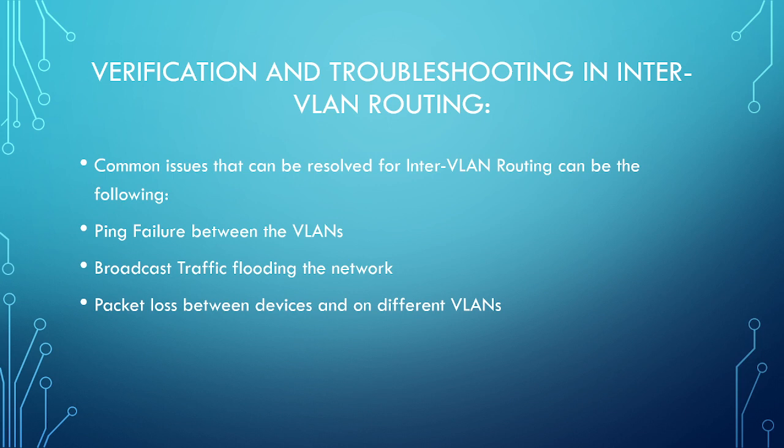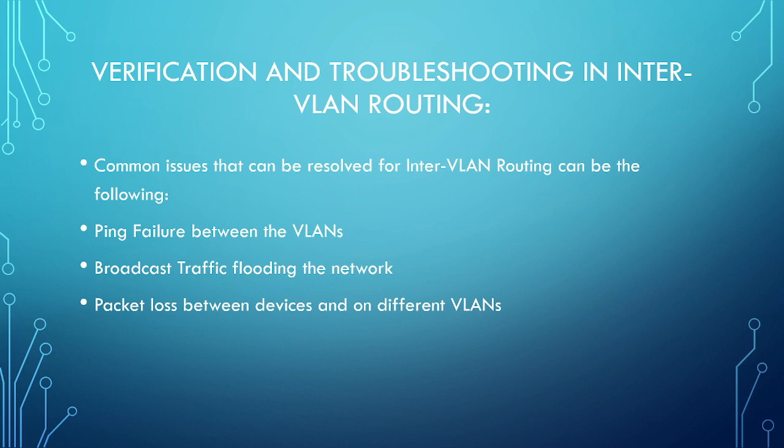To fix the common issue of ping failure, for instance, you can troubleshoot the VLAN configuration to check if the devices are assigned to the correct VLANs, and that the VLANs are properly configured on the switches. You can then check the trunking configuration in order to ensure that the trunk ports connecting the switches are configured correctly and that the same trunking protocol is being used on both ends.